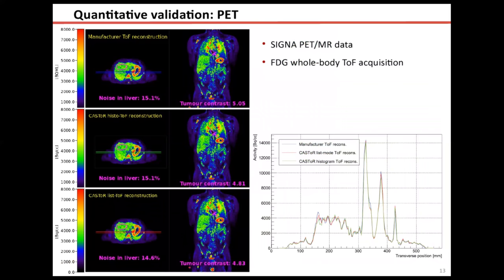So a very quick quantitative validation on PET data. It's Signa PET-MR data with time of flight. It's an FDG whole body acquisition. So this is on top the GE implementation and the CASToR histogram and the CASToR list mode reconstructions. We just have a tiny difference, probably caused by the different implementations of projectors. It disappears. But profiles are good. Also, everything quantitative is taken into account in CASToR. So CASToR uses the scatter, random, normalization, or attenuation corrections that are supplied. But it will also compute the decay factor and all the other scaling factors.